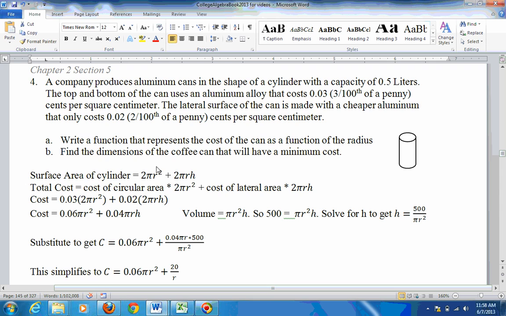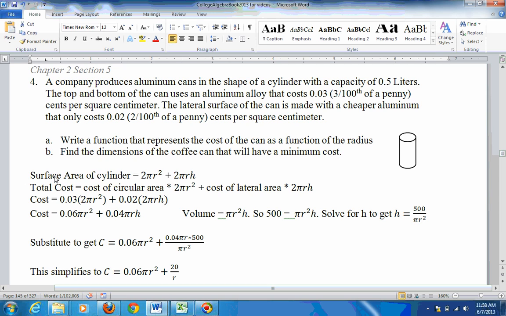Okay, and the last problem on this section is a company produced aluminum cans in the shape of a cylinder, has to hold 0.5 liters. Well, first of all, 0.5 liters is the same as 500 milliliters, so we'll have to convert that to 500 milliliters. The top and bottom of the aluminum can costs 0.03 of a penny per square centimeter, and the lateral, the up and down bit, costs 0.02 of a penny per square centimeter. So first of all, we need to get the cost of this can.